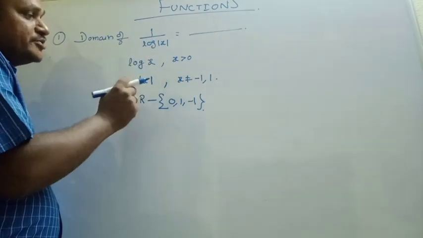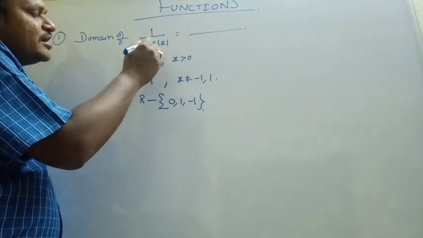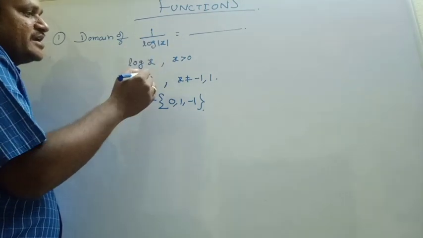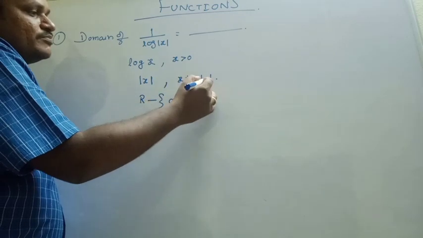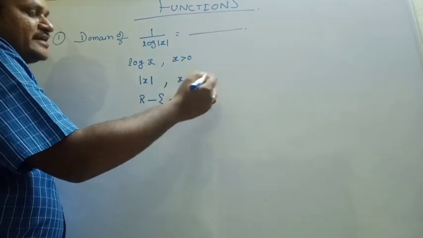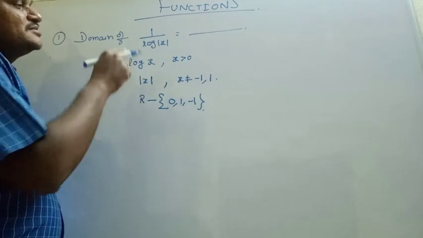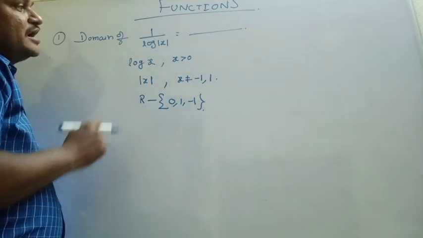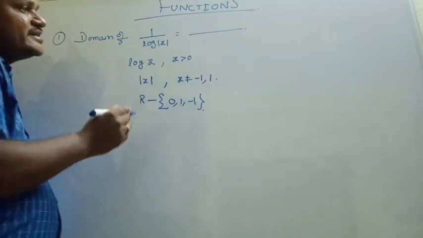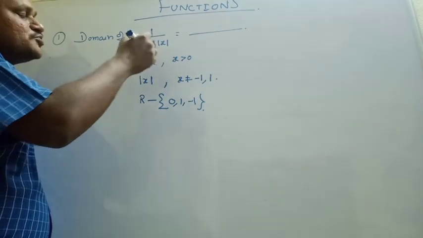It should not be 0. That means log 1 is 0, so it cannot be 0 like that. Therefore x is not equal to minus 1 and 1, like this. And x should not be 0 also, because logarithms are not defined for 0. And since it is in the denominator, this value should not be 0.